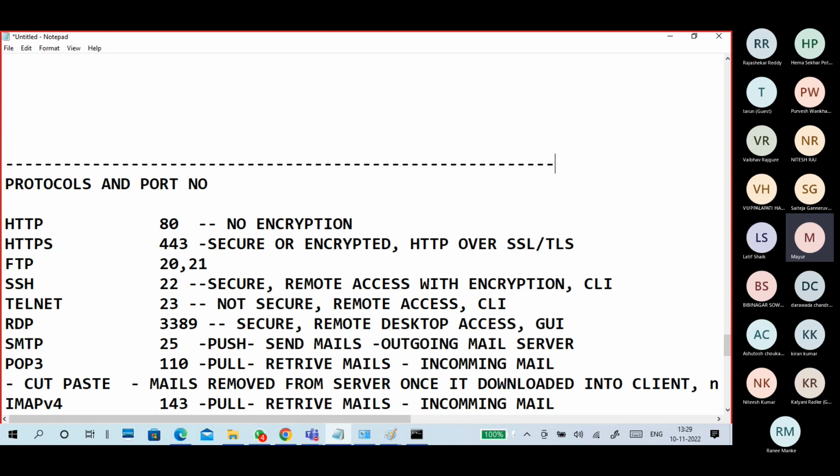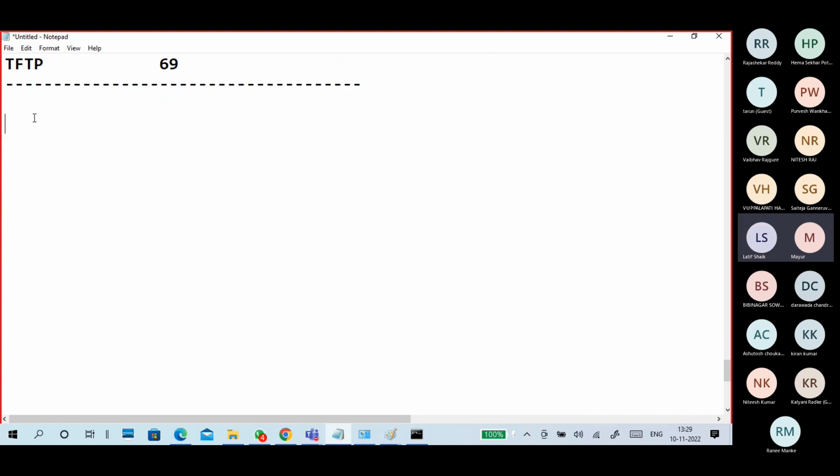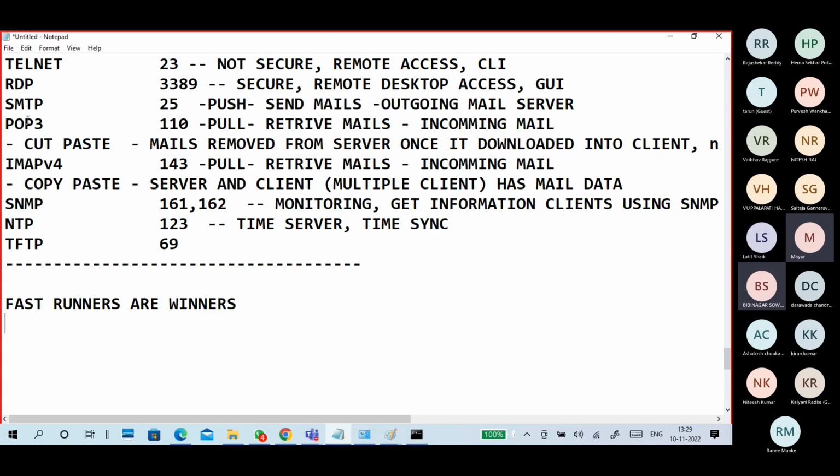Always remember, fast runners are winners. Sir, in that protocol, you did not write the DHCP and DNS server.